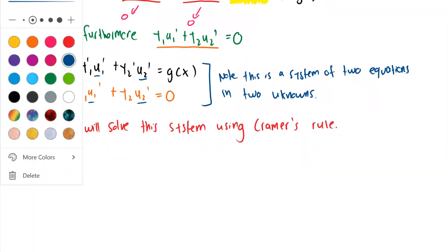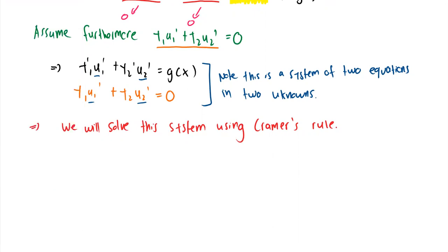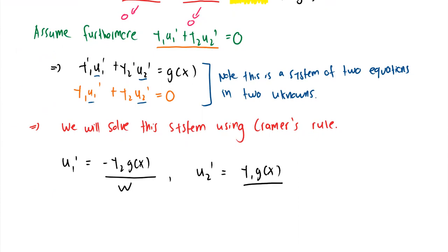So let's do it in black. If we use Cramer's rule, we're going to get that u1 prime equals negative y2 times g of x over w, and I'm going to explain what w is in a moment. And u2 prime equals y1 times g of x divided by w. Now, what is w?